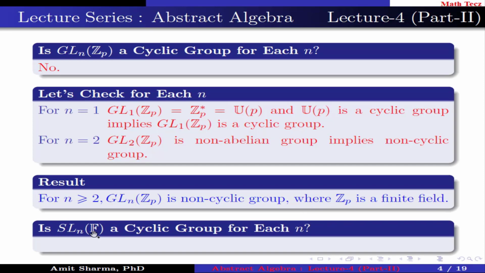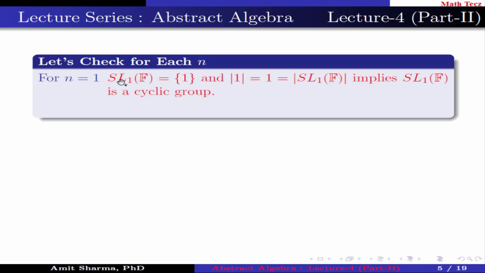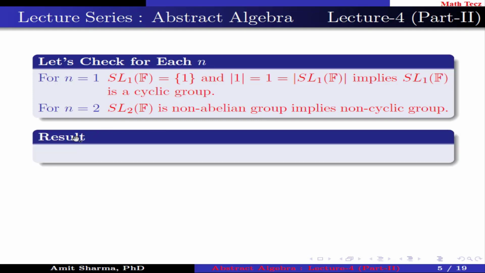Next is, is SLnF a cyclic group for each n? Here F is a finite as well as an infinite field. Answer is no. Let's check for each n. For n equal to 1, SL1F contains the element 1 only, and the order of 1 is 1, which is equal to the order of SL1F, implies SL1F is a cyclic group. For n equal to 2, SL2F is a non-abelian group, implies non-cyclic group. Result: for n greater than or equal to 2, SLnF is a non-cyclic group.